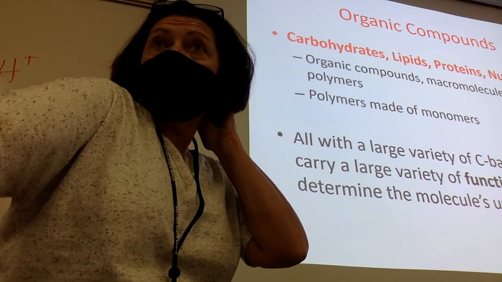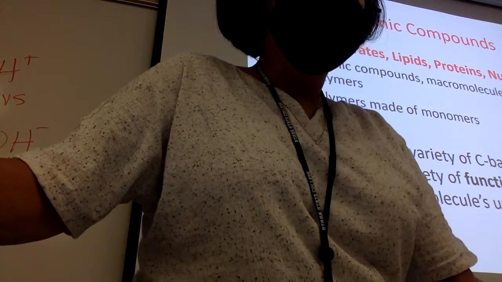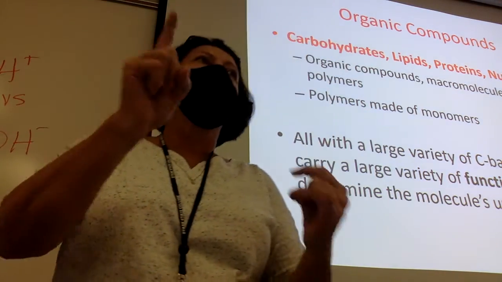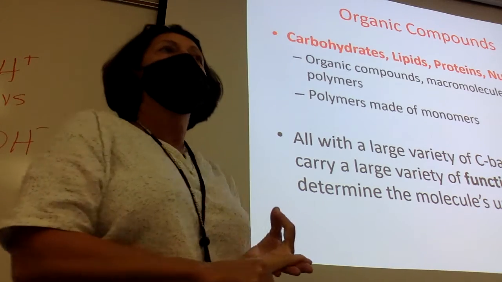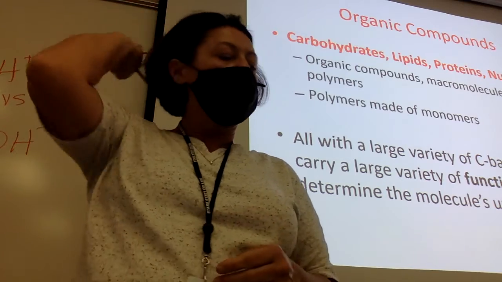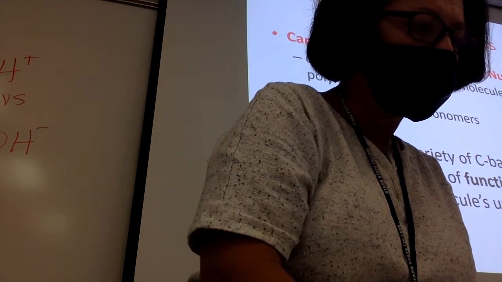Any questions on pH? Okie dokie. So now we have the 4 types of organic molecules. We're going to have carbohydrates, lipids, proteins, and nucleic acids. And we'll talk a little bit about what they're made of and what they do and some things like that.